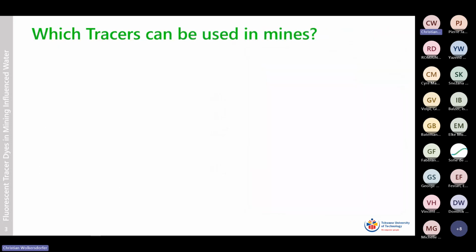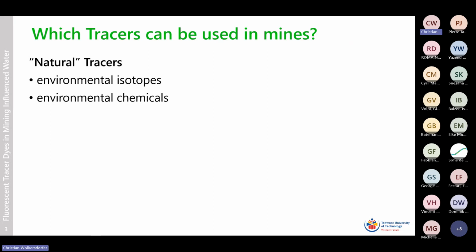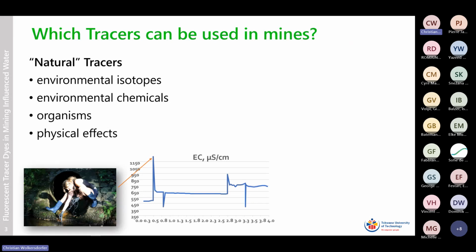First of all, I would like to introduce which traces can be used in mines. On the one side, there are natural traces like environmental isotopes or environmental chemicals, or organisms like bacteria, or physical effects. An example for a physical effect is this one.